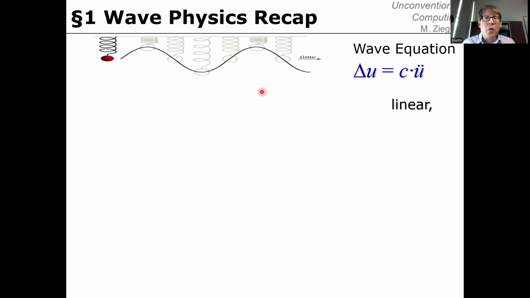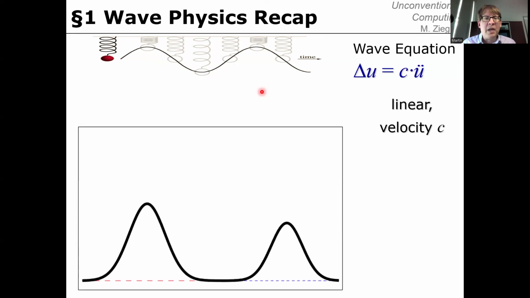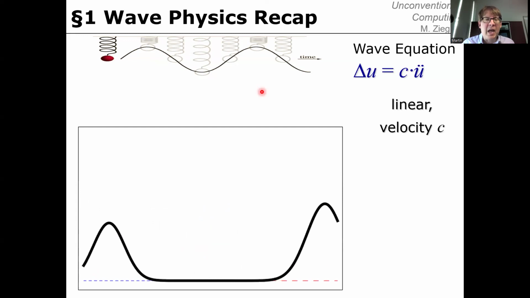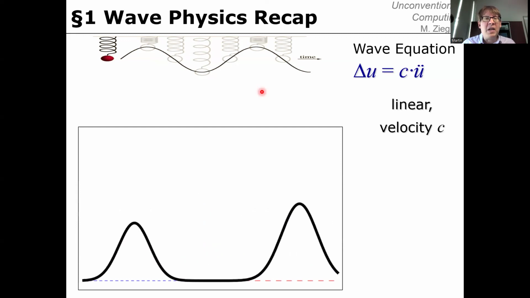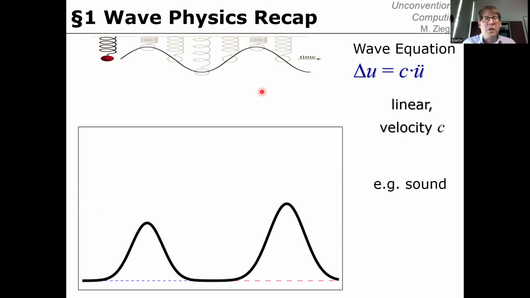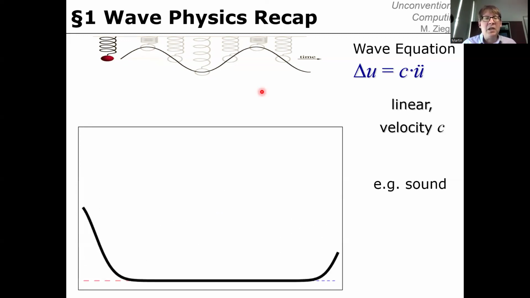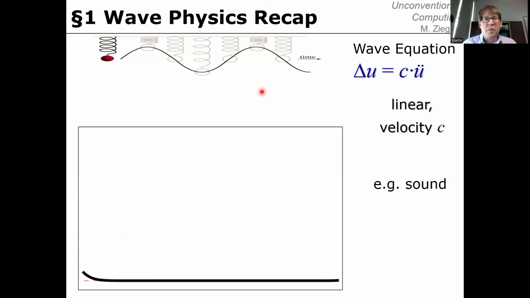Anyway, it's linear, which means if you have a wave with half the amplitude, like this, right, then it still moves with the same velocity, c. Velocity is independent of the amplitude. And if you have two waves, then they just superpose, they just add up to each other, okay? They move through each other without affecting each other. And that applies to sound waves, right? So if two people talk simultaneously, then still it's just the superposition, the addition of the two speakers.